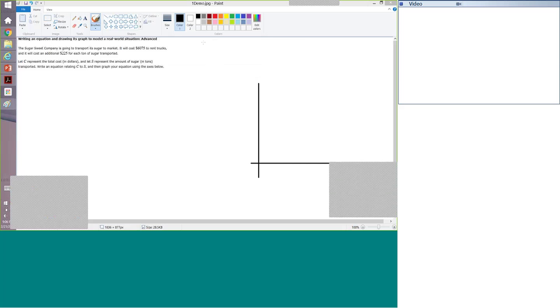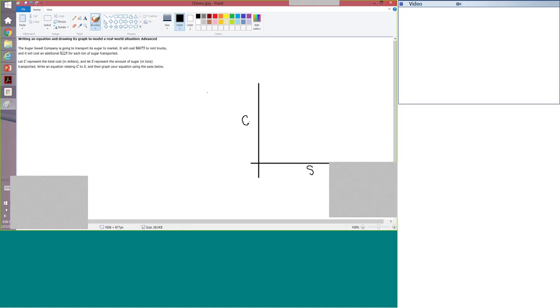Okay, well, I already read the problem out loud for you guys. So again, I've got these axes over here. I'm going to label them. So S is going to be the amount of sugar in tons. I already clicked on brushes. Why isn't this working? There we go. And then C is going to be my output. That's going to be the cost in dollars.